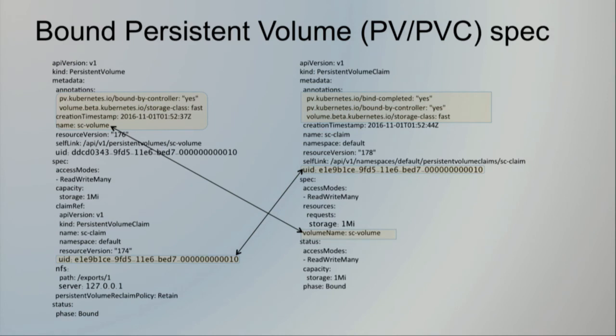We have a volume name here in the claim. At this point, since the persistent volume is a globally scoped thing, the volume name has to be unique. And then you see the UID of the persistent volume claim mapped over here to the persistent volume.